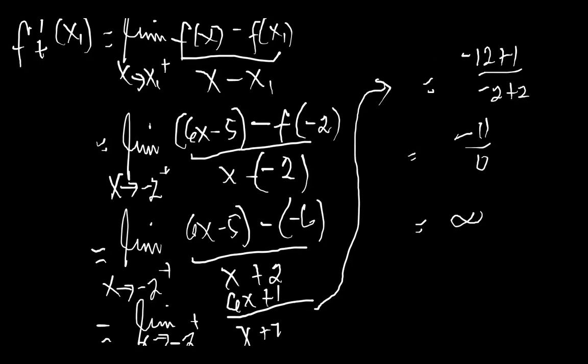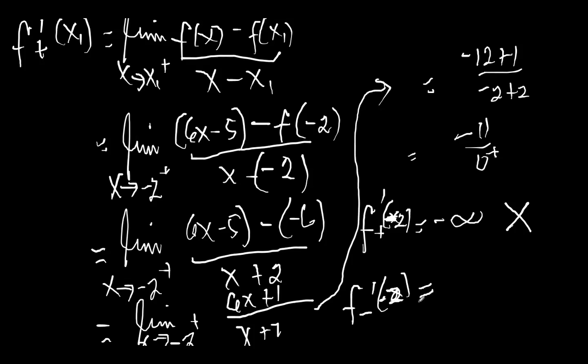On the right. Actually it's negative infinity, because -11 over this is positive, since x is to the right of -2. So we found out that the derivative at -2 from the right is negative infinity; it doesn't exist. However, we have shown a while ago that the derivative at -2 from the left is equal to, let's work.